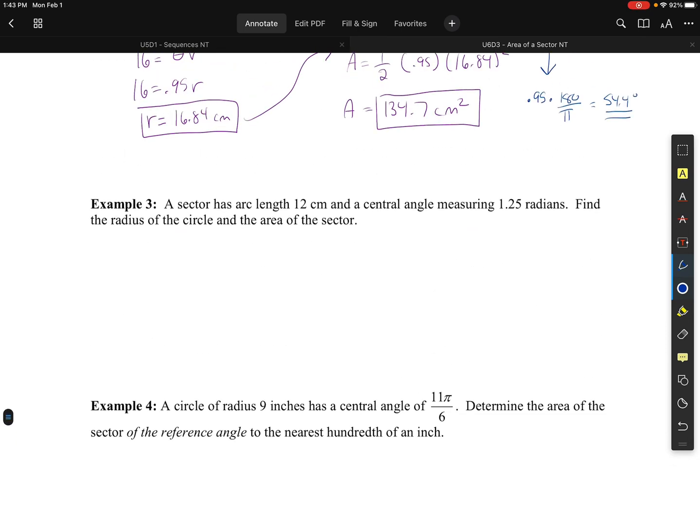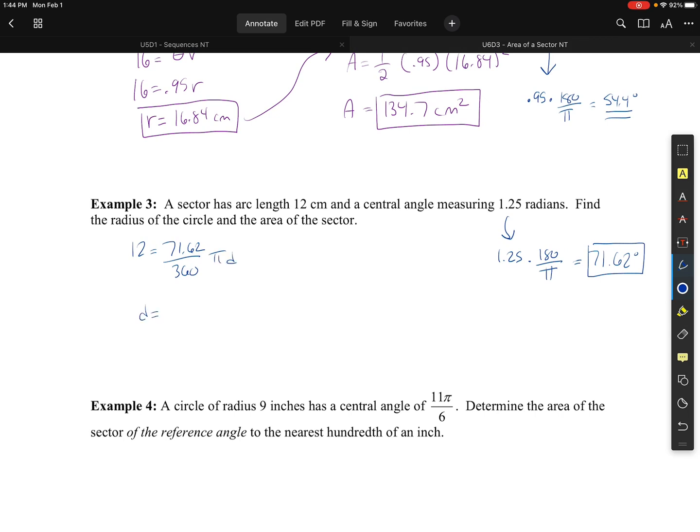Alright, a sector has arc length of 12 and a central angle measuring 1.25. Find the radius of the circle and the area of the sector. Same idea, but I'm going to do this one in our other setup. I'm going to change it to degrees. 1.25 times 180 over pi. So I got 71.62 degrees. Then with my other formula, 12 equals 71.62 over 360 pi diameter.